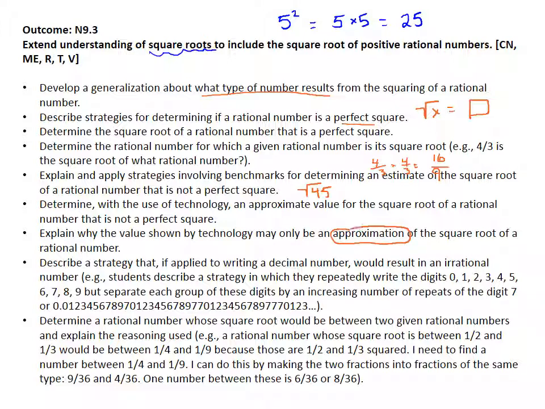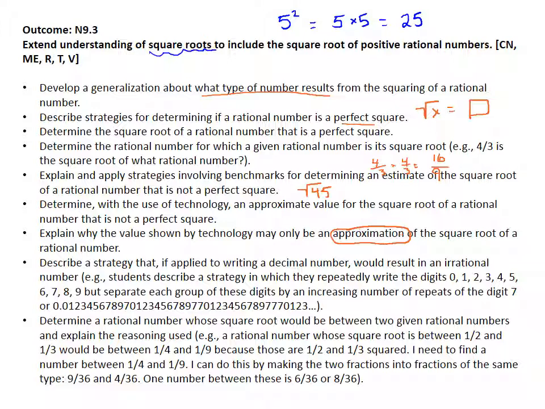So we just talked about rational numbers, and sometimes those irrational numbers have repeating or non-repeating decimals. And so if you have a rational number that has a repeating decimal, it's still an approximation because you have to cut it off at some point.